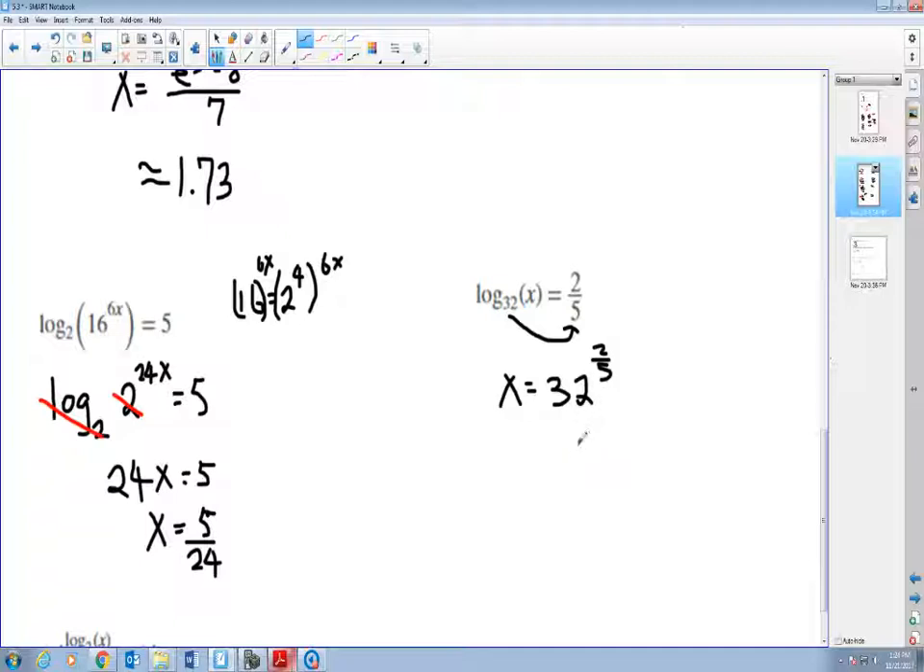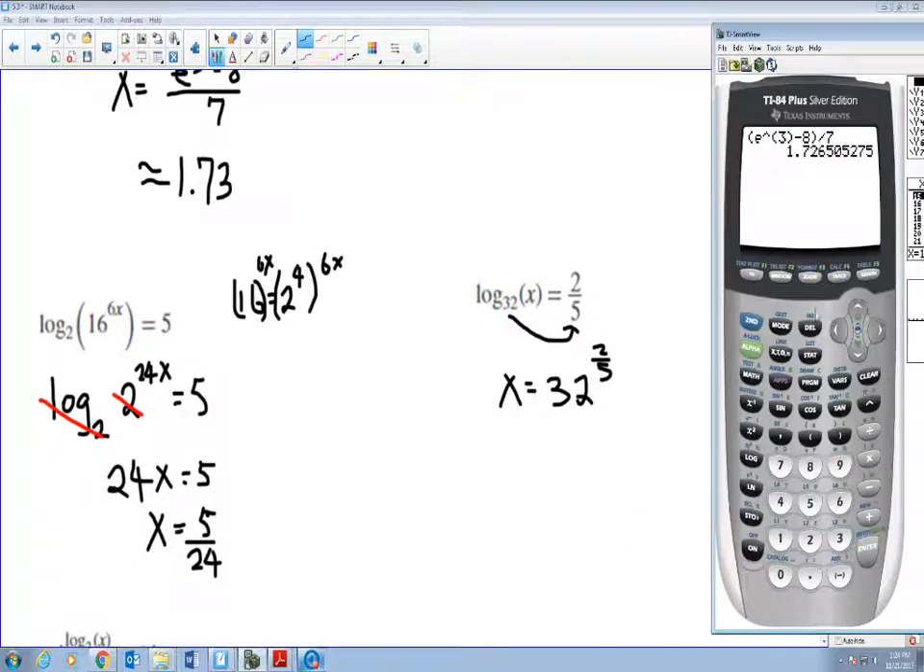Okay, 32 is 2 to the 5th power. So the 5th power and 5th root will cancel out. That's why the answer is the way it is. 32 raised to the parenthesis 2 over 5. My answer, 4.